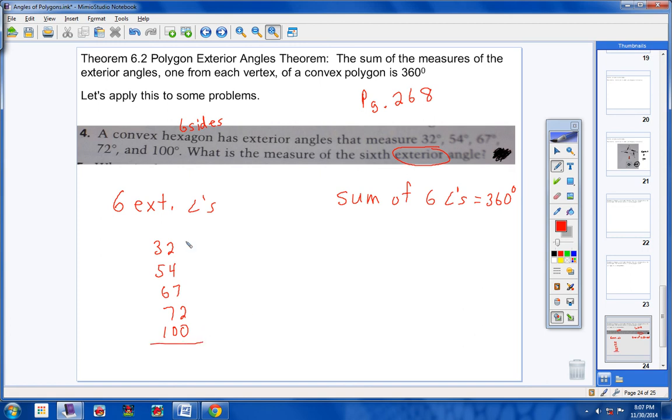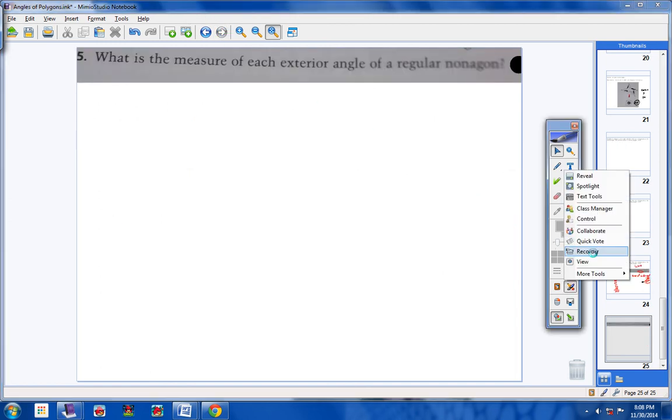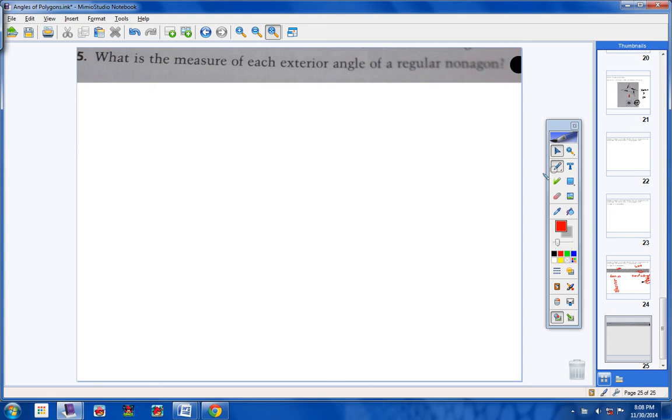So let's add these up here real quick. And we get 325. So just take 360 minus 325, and we'll get 35 degrees. So that last angle has to be 35 degrees, so that when you add up all 6 angles, they equal 360. Okay? Not too difficult. Okay, let's try another problem. Go ahead and copy this in your notes. I'll give you just a minute while you copy this down.